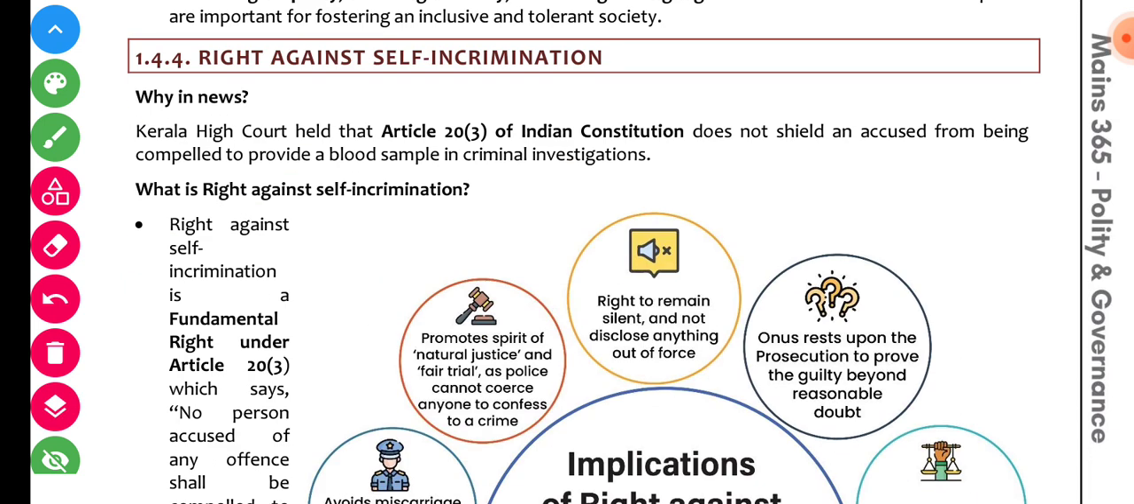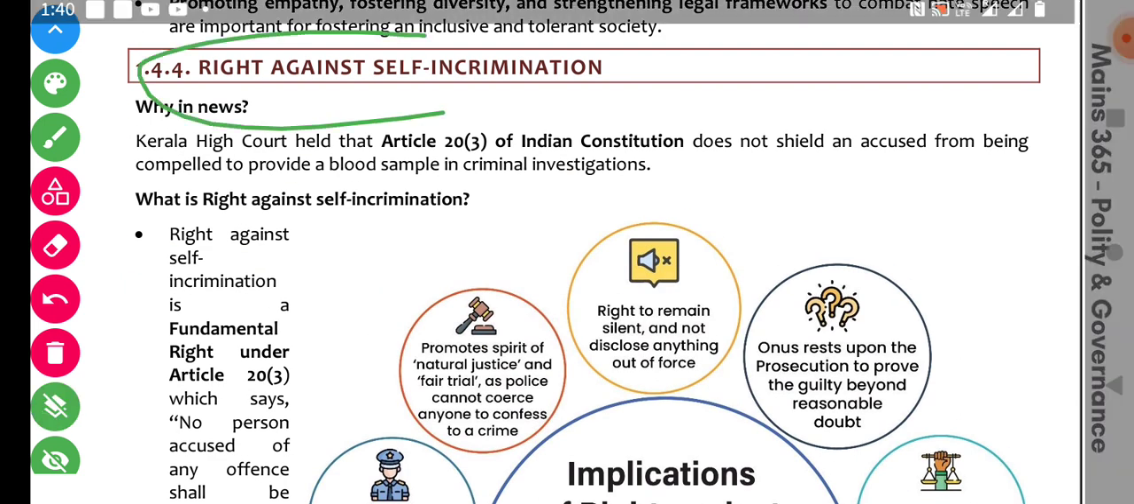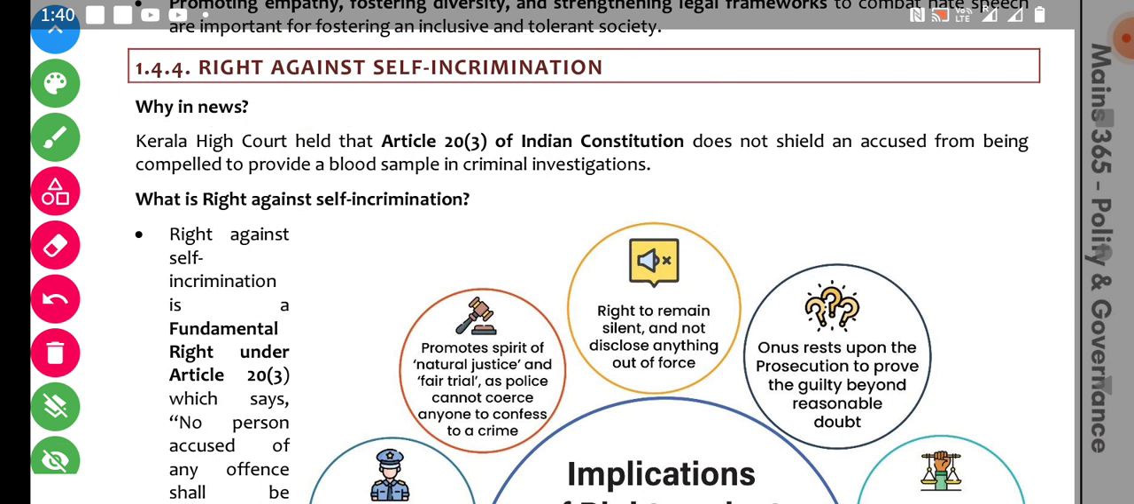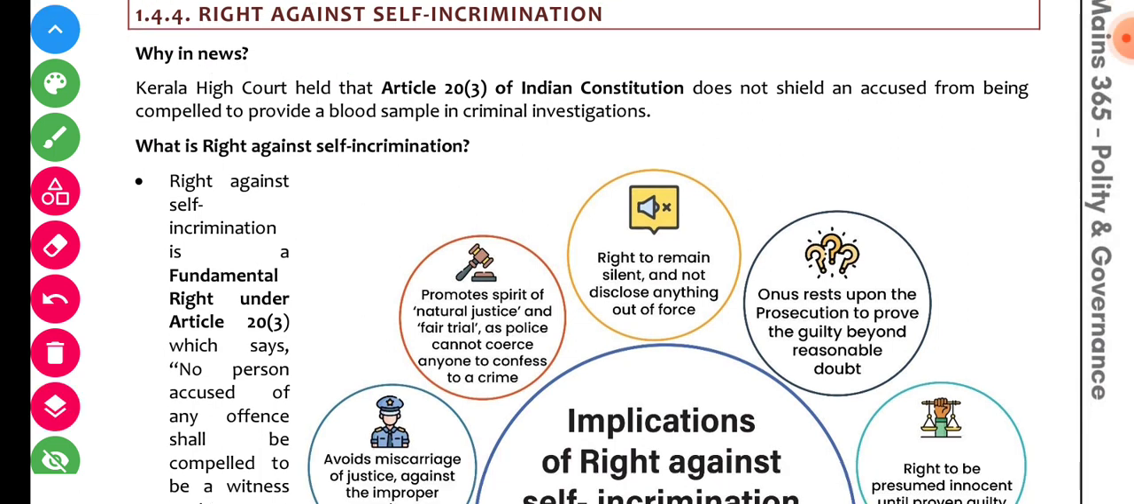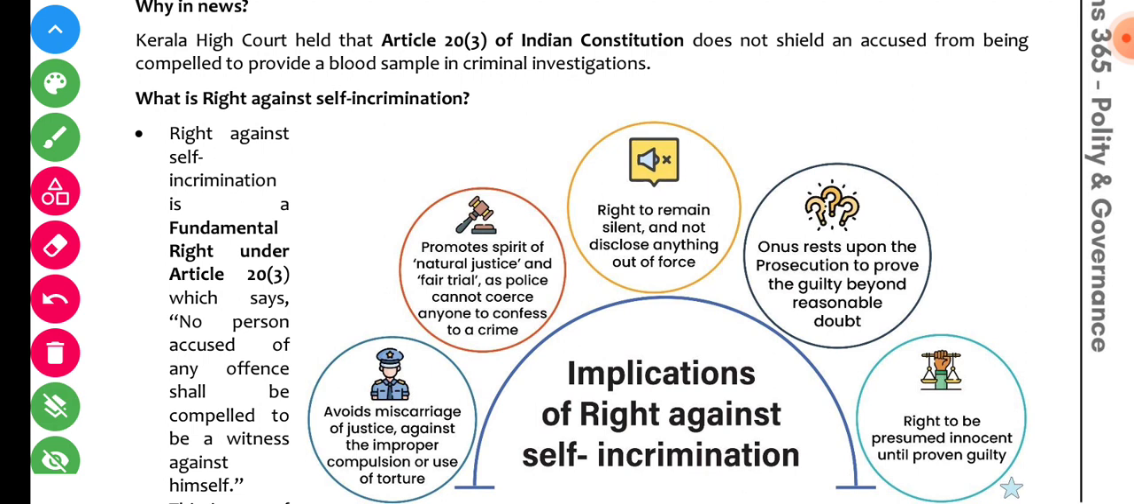Next is the right against self-incrimination. What is the right against self-incrimination? Recently, the Kerala High Court ruled that Article 20 Clause 3 of the Indian Constitution does not shield an accused from being compelled to provide a blood sample in a criminal investigation.